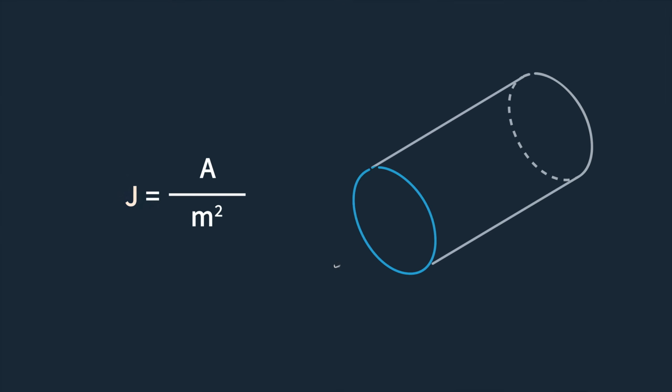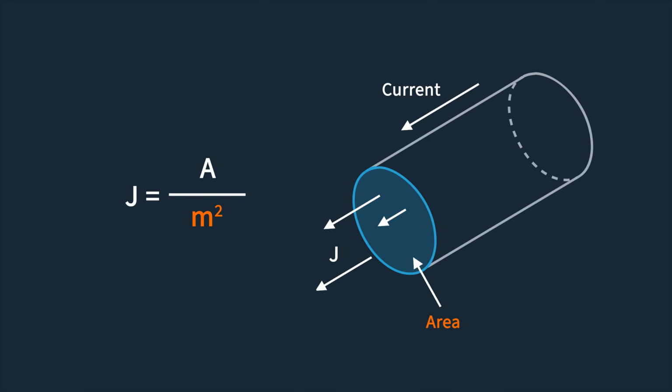While electrical engineers often work with current, sometimes we need to focus on exactly how tightly packed that current is. That's where current density comes in. Current density, represented by the letter J, is the amount of current flowing through a specific area. You calculate it by dividing the current, measured in amps, by the cross-sectional area it is flowing through, measured in square meters. So the units are simply amps per square meter.